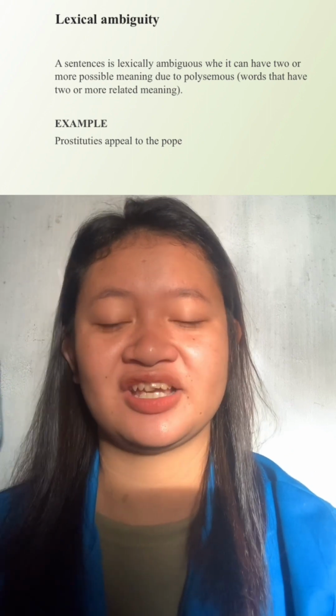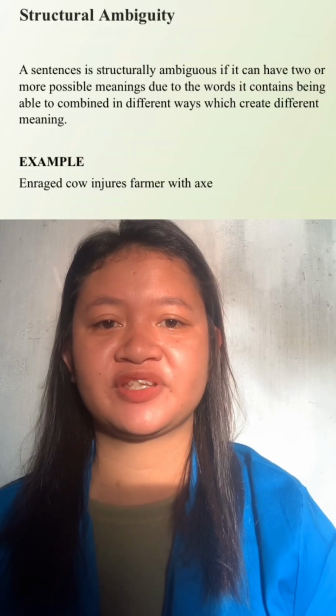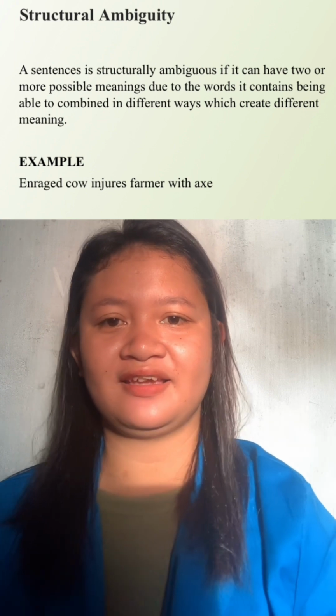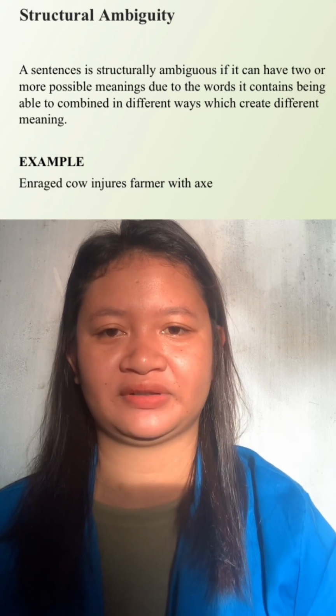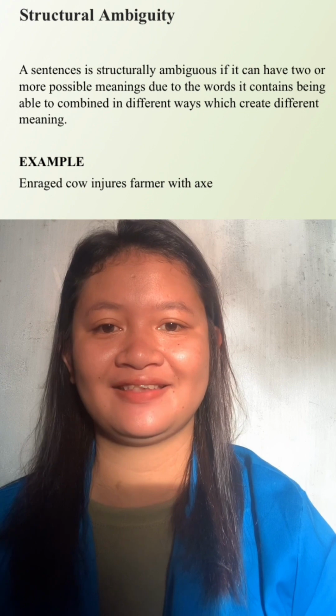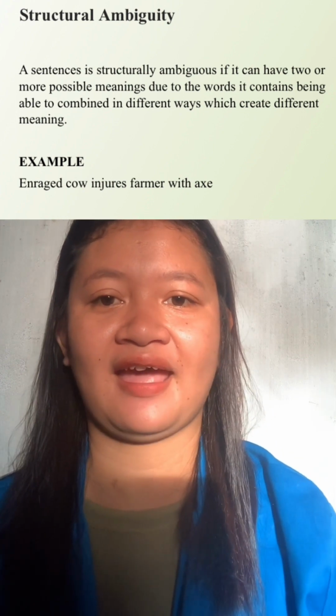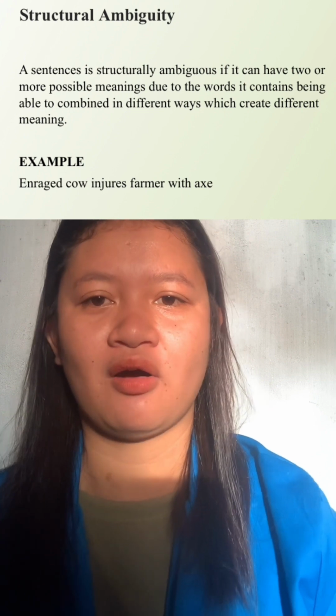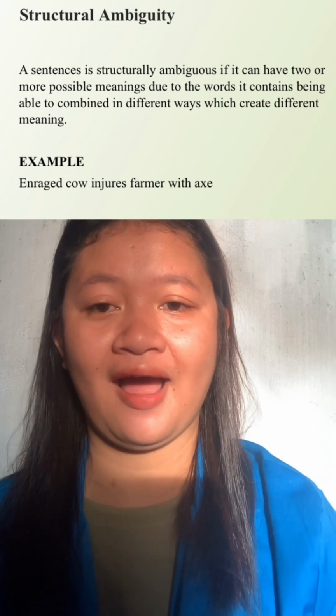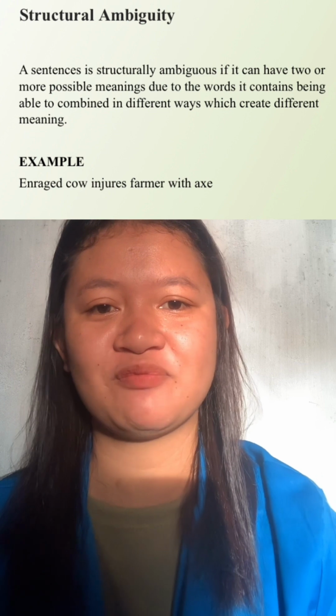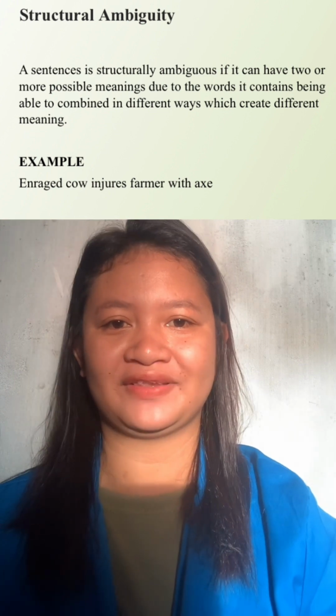Example of a structurally ambiguous sentence: enraged cow injures farmer with ax. In this sentence, the ambiguity arises from the fact that with ax can either refer to the farmer or to the act of injuring being carried out by the cow with an ax.